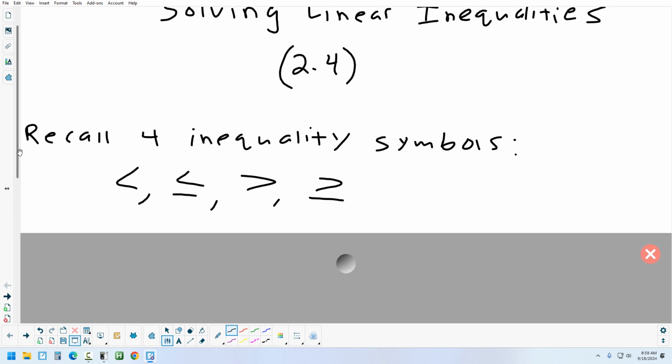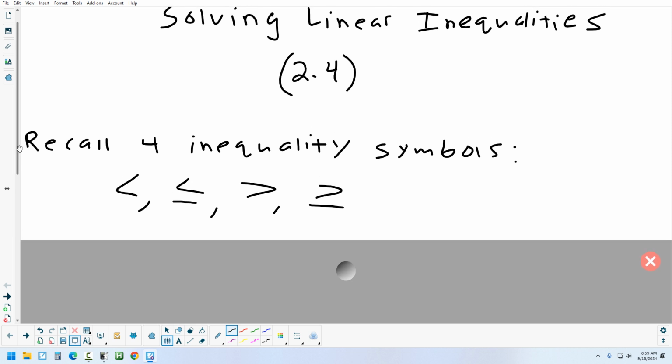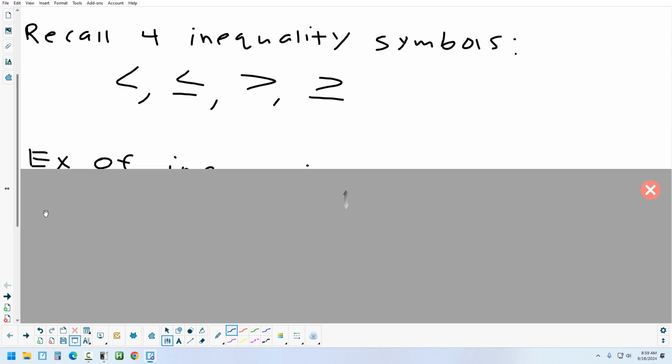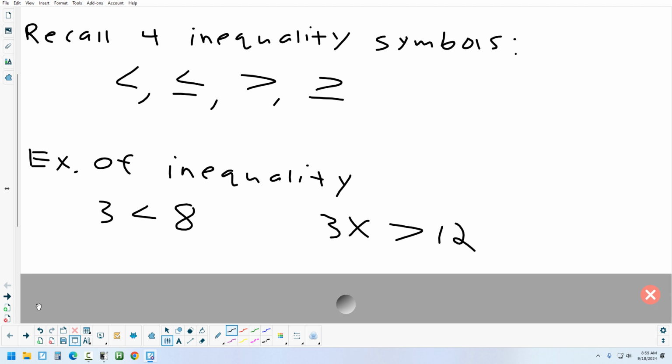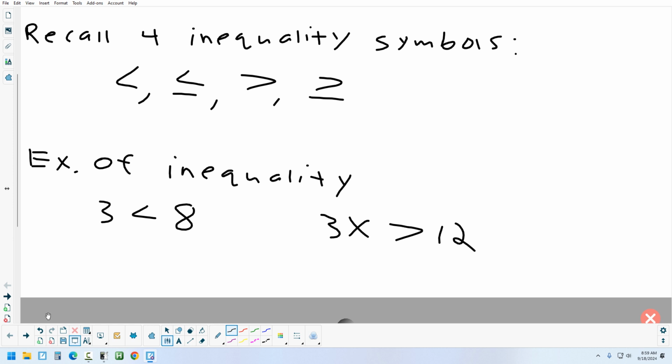Remember, when you're solving inequalities, you know it's going to be an inequality because you're going to see one of those 4 symbols in place of the equal sign. Those are both examples of inequalities. The one on the left is just a true statement: 3 is less than 8. The one on the right is a conditional statement. It could be true if you pick the right values for x.